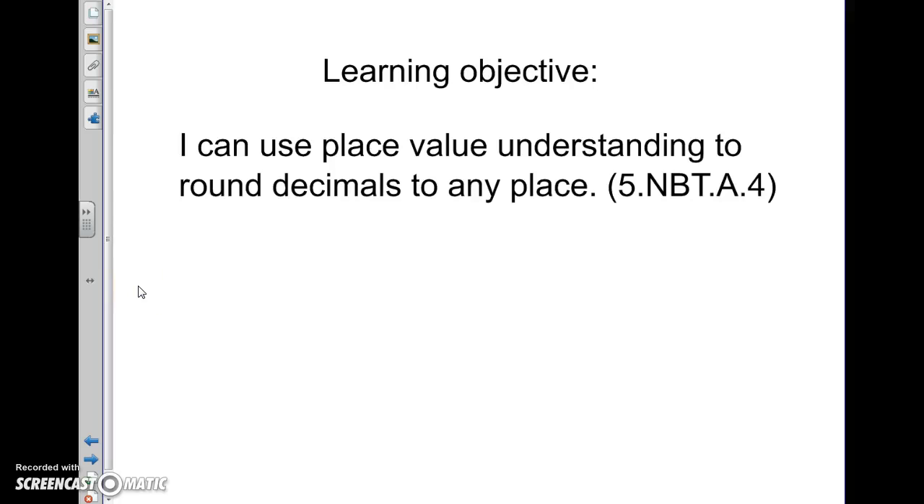Our learning objective today: I can use place value understanding to round decimals to any place. 5th grade standard, numbers base 10, A4.